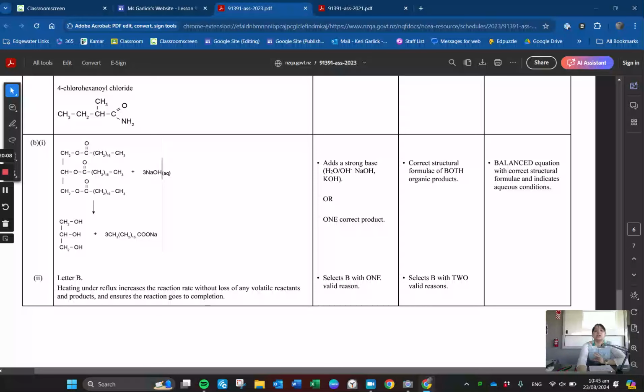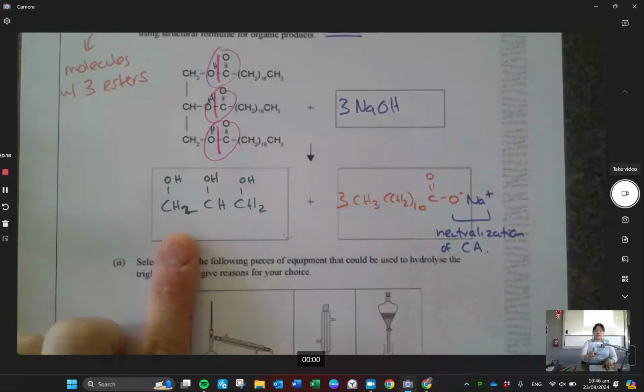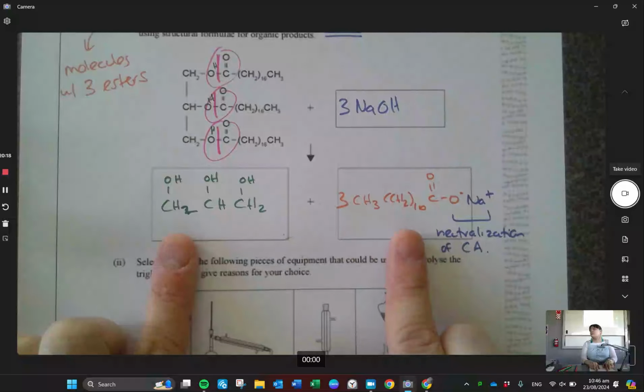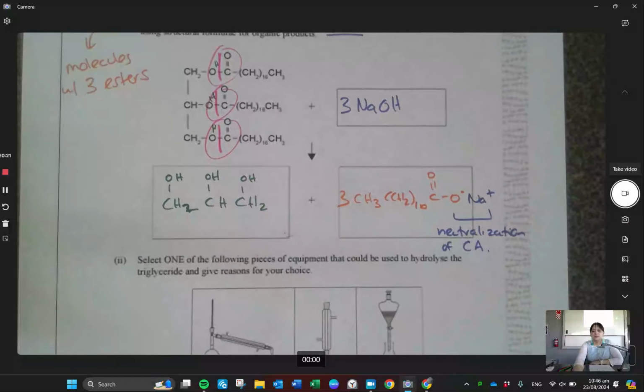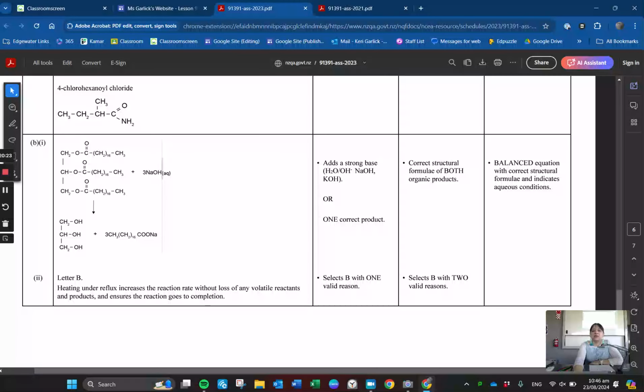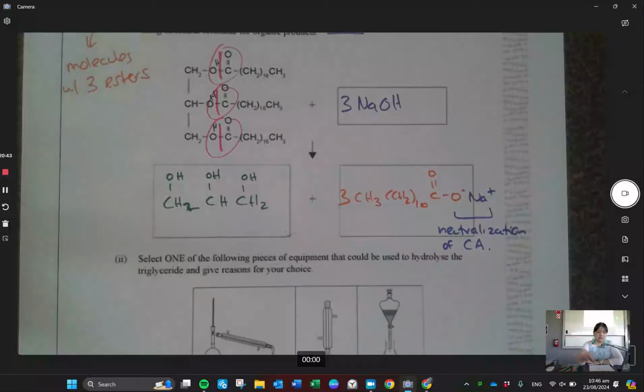The merit was the correct structural formula for both products. How crazy easy is that? So if you had gotten this and this written down correctly, merit point. Select B with two valid reasons. So when you're explaining it, it's not just, oh, I want to have a high yield. It's also, I want to make sure I don't lose anything in that process. And then this one, balanced equation with correct structural formula, and indicates aqueous solutions. So I would have gotten a merit point instead of an excellence point because I forgot to balance it.